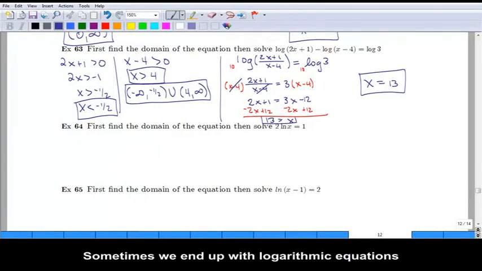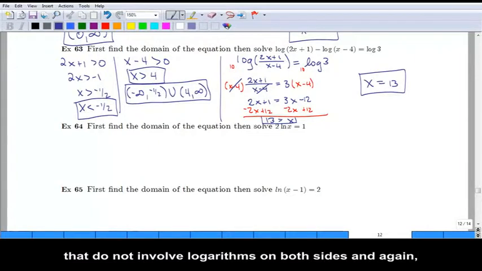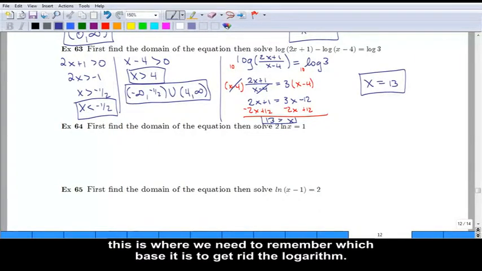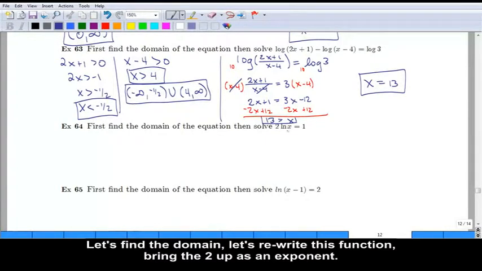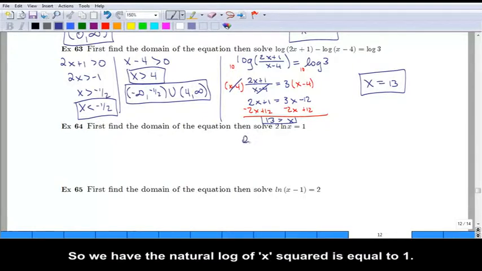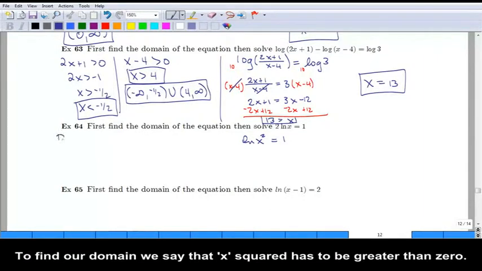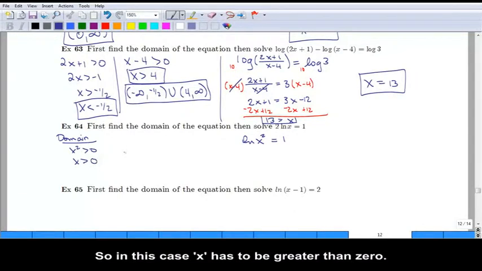Sometimes we end up with logarithmic equations that do not involve logarithms on both sides, and again, this is where we need to remember which base it is to get rid of the logarithm. So again, first things first, let's find the domain. Let's rewrite this function, bring the 2 up as an exponent, so we have the natural log of x squared is equal to 1. To find our domain, we say that x squared has to be greater than 0. So in this case, x has to be greater than 0.